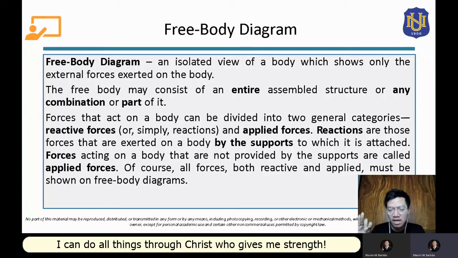For applied forces, the self weight of the body is actually included in that type of force. Those two kinds of forces must both be reflected and shown on your free body diagram, whether it is a free body diagram of the entire structure or a free body diagram of a part, or a body that is part of the structure.